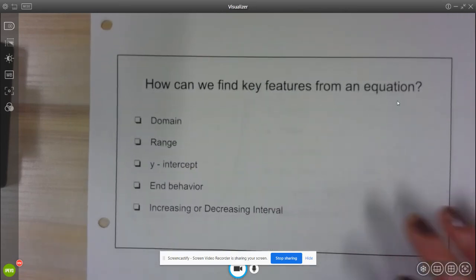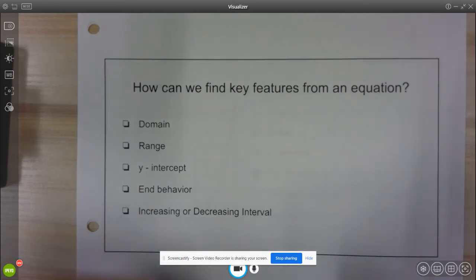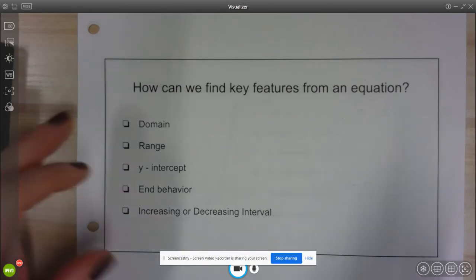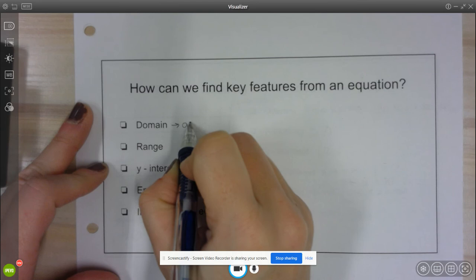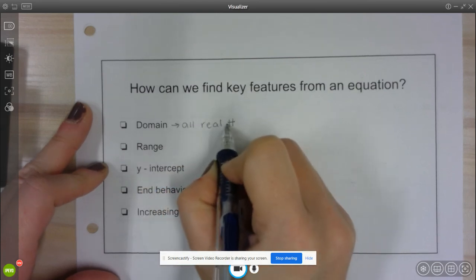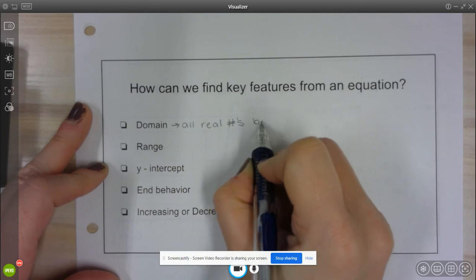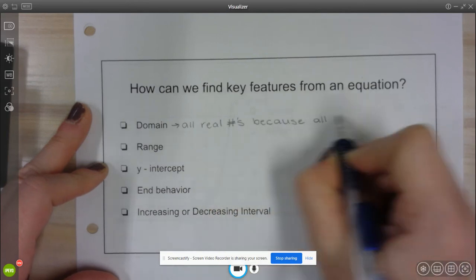All right, so just putting into words some ways that we would find key features. And this could be from an equation or a table or a graph, honestly. We're just going to kind of talk about these all together. Domain is always all real numbers, because all x values work.